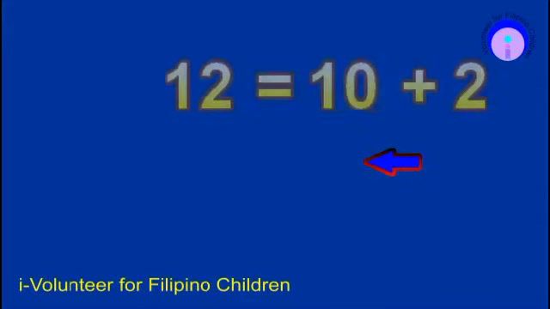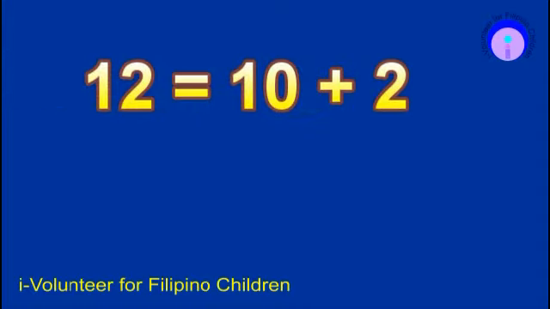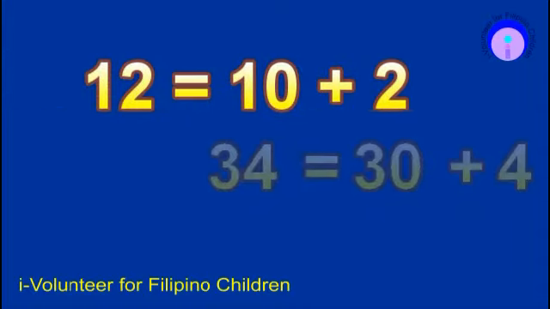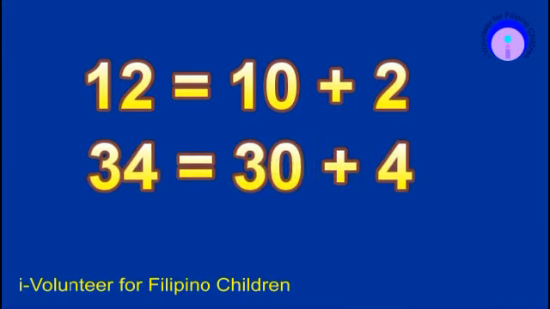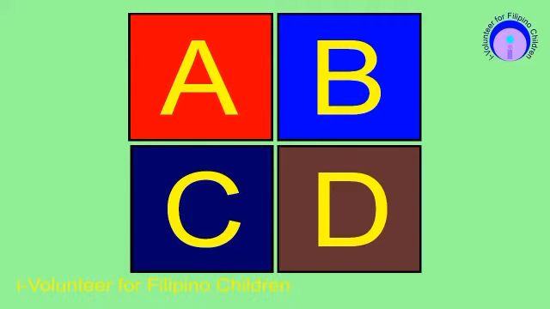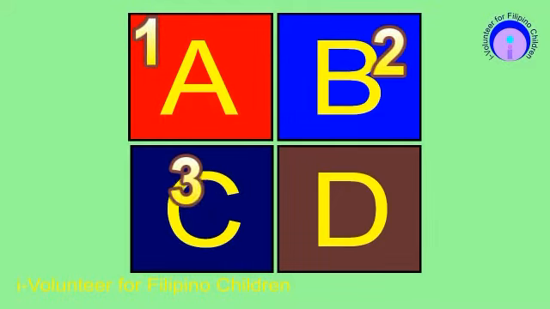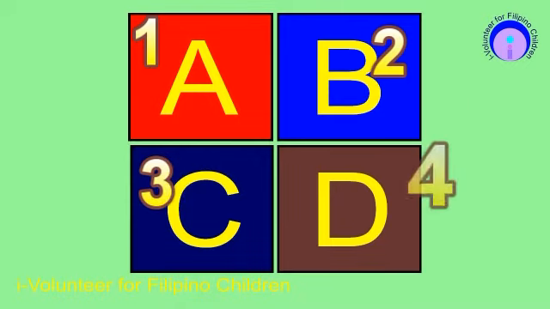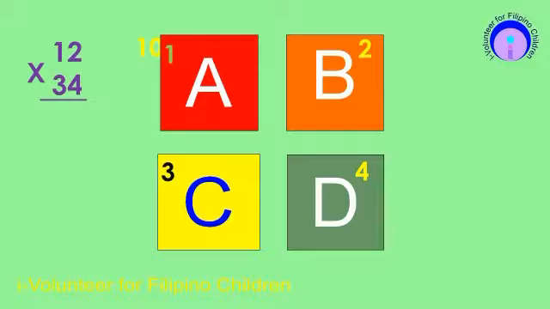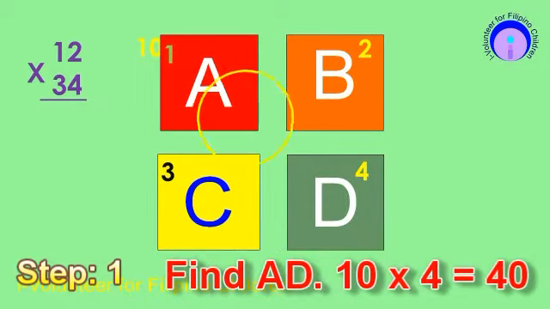The modified version of the ABCD technique need not have the expanded form. All you have to remember are the place values of the multiplicand and the multiplier. Now, we will distribute the digits per letter. A gets 1, B gets 2, C gets 3, and D gets 4. Now, are you ready to solve mentally? Let's start solving. Step number 1, find A and D.